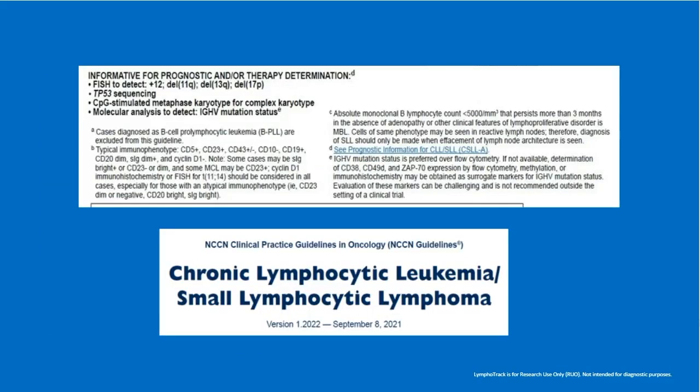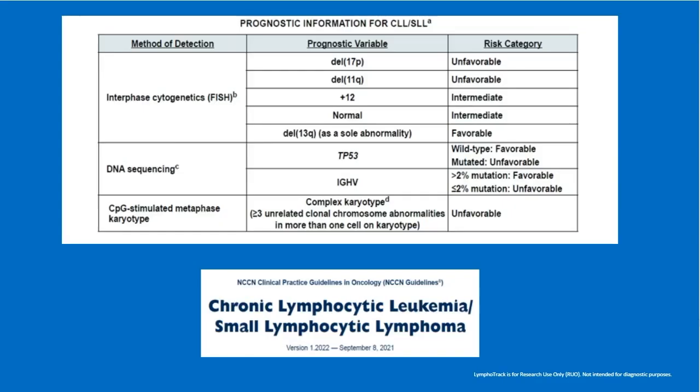So along the line, the NCCN guidelines, the most recent guidelines, show that molecular analysis to detect IGH hypermutation status is one of the crucial tests. And it is preferred over flow cytometry or other surrogate markers. So assessing the IGH hypermutation status is very important for every CLL patient. And then it's also used as prognostic information.